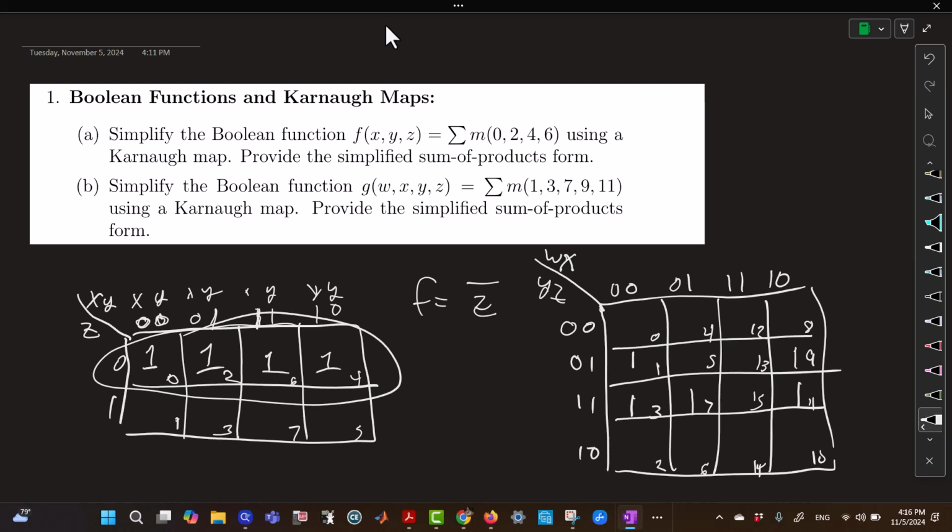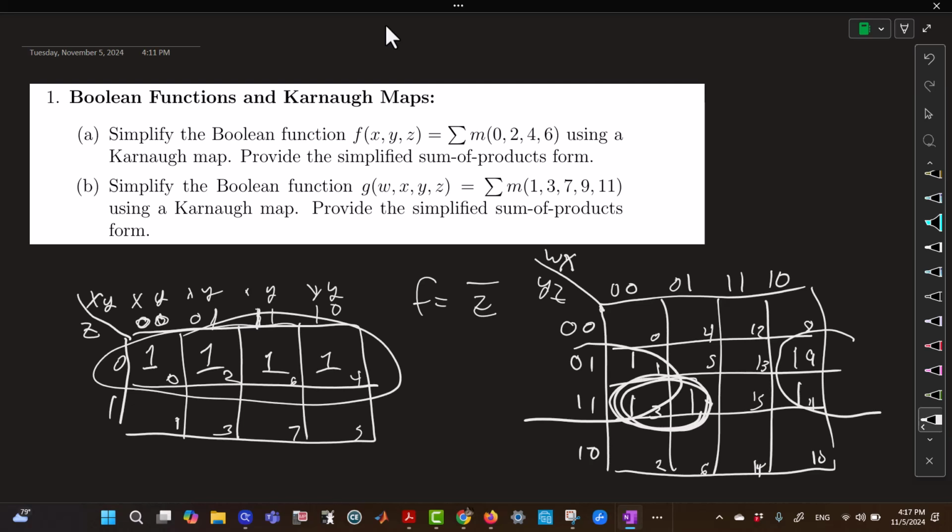Okay, so remember that groups can wrap around, so you can go over to the other side, and the number of ones that you include has to be a power of 2, so you can have 1, or 2, or 4, or 8, or 16. You want your group to be as big as possible, and that may mean that you include a one that's already been included in another group if you have to. So we can get these 4 like that, and then we have 1, 1 left over, and to get that we would have that circle right there.